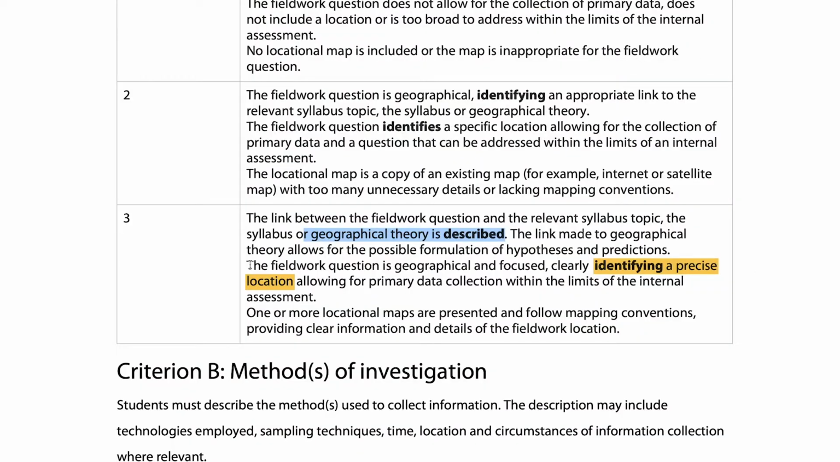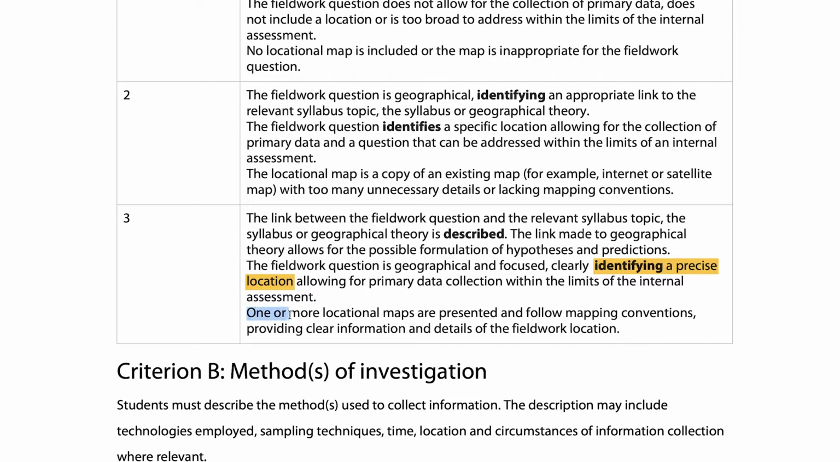So it keeps going. The fieldwork question is geographical and focused, clearly identifying a precise location. So precise location, it mentioned it before and it mentions it again. So make sure that you don't just say, okay, this was done in Southeast Australia. Yeah, nice, but where? You have to show a map. And actually, if we scroll up, we can see that they say that some maps should be hand-drawn. There should be a mix of hand-drawn and computer-generated maps. But either way, even if it's computer-generated, it has to follow what a map should look like.